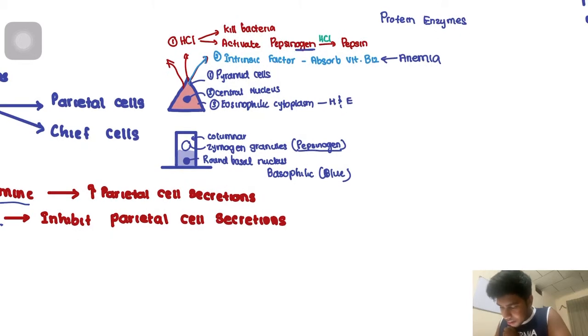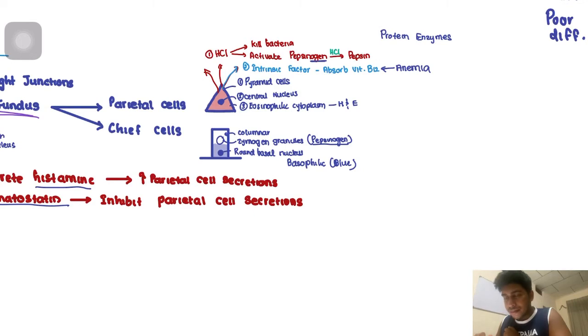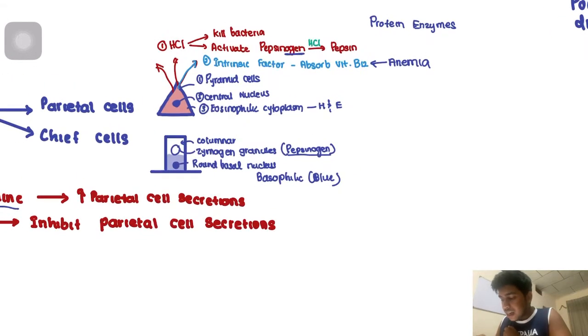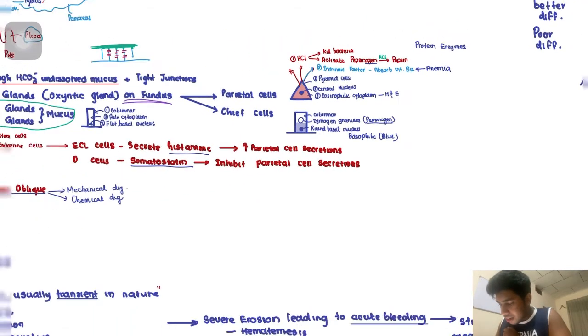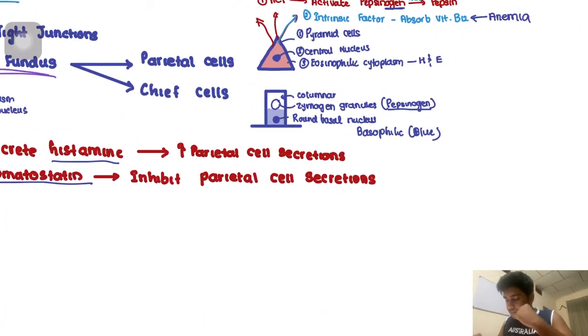The second factor is it releases intrinsic factor, which absorbs vitamin B12, and a deficiency in this absorption can lead to anemia. It's a type of anemia. You'll learn those. Next, chief cells.